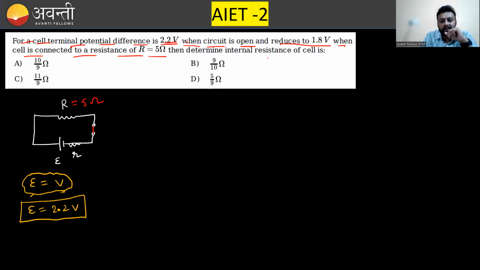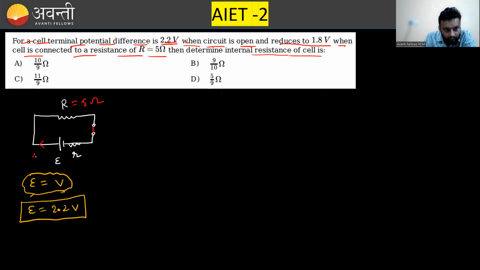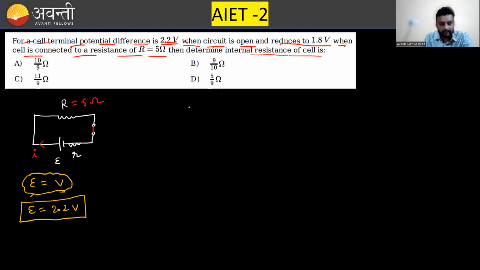Then determine the internal resistance of the cell. Now we have to determine the internal resistance of the cell. When the circuit is closed, you can see that a current I will flow through the circuit. Clear? Now this cell is in discharging mode. It is providing current.